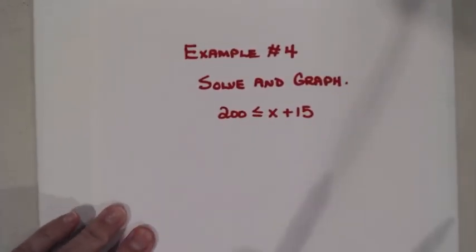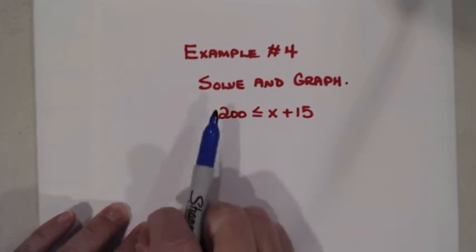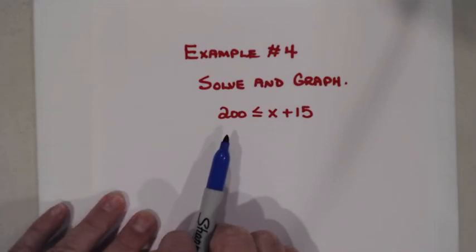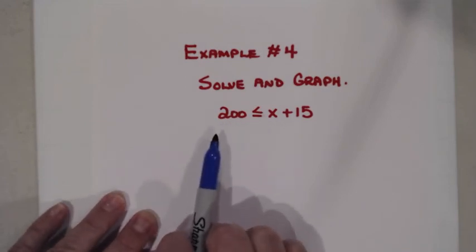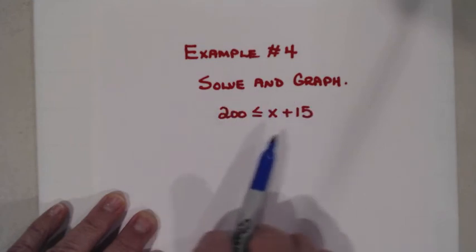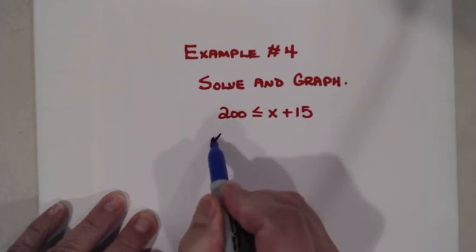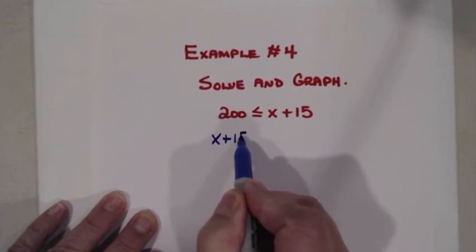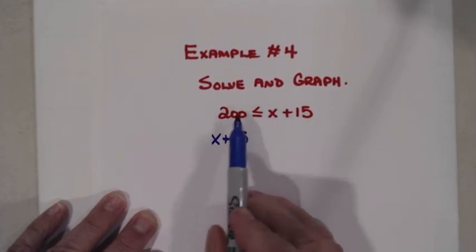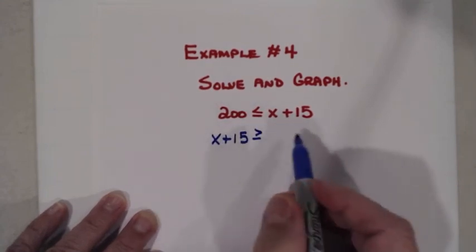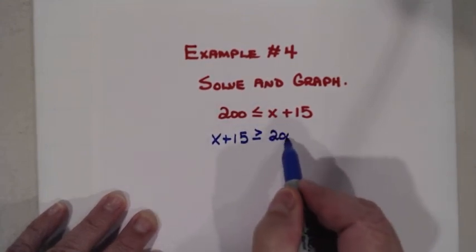One more. Again, I need to solve this. Inequalities are solved just like equations, but we also need to remember about an inequality. Variable needs to be over here on this side. I need to flip this entire inequality around. I take everything over here, which is x plus 15. Put it on the other side. When I flip this, that inequality symbol is going to get flipped as well. And I put the 200 over here.